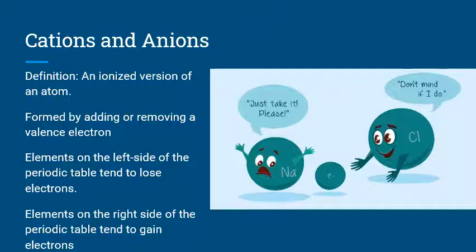Instead, elements on the right-hand side of the periodic table, like chlorine, would prefer to add an extra electron. Chlorine specifically has 7 electrons in its valence shell, so we know that it would like to add one more electron in order to have a full valence shell. So that's what's going on in this picture. Sodium's saying, no, just take it, please. And chlorine's like, oh yeah, don't mind if I do. It would love that electron.